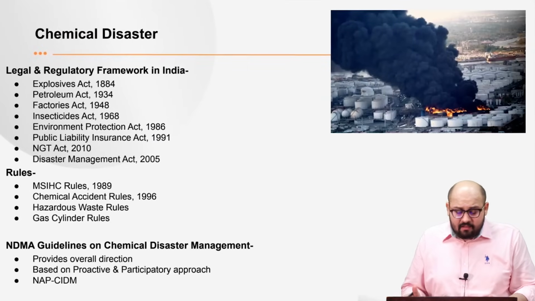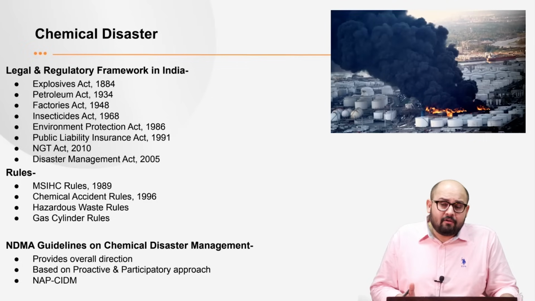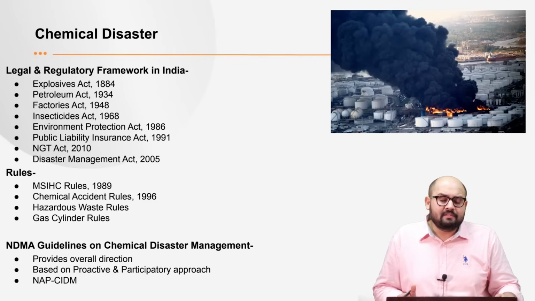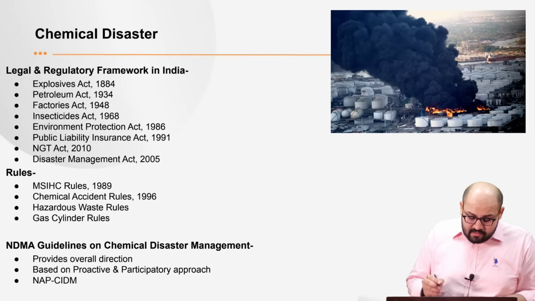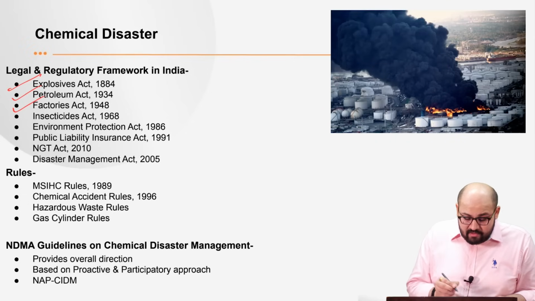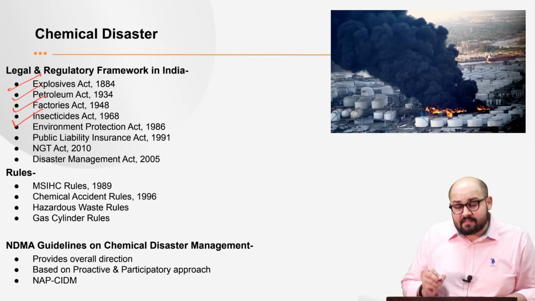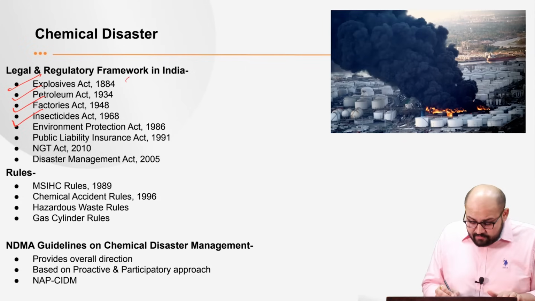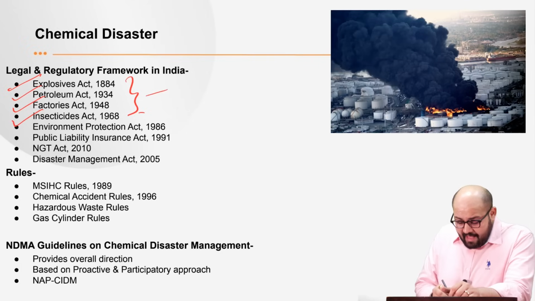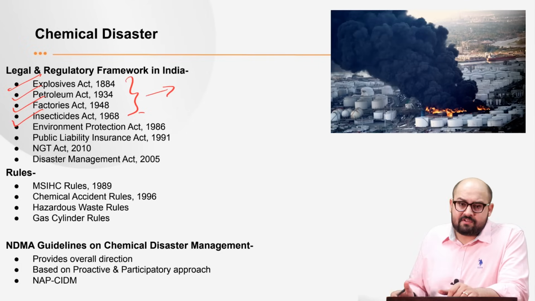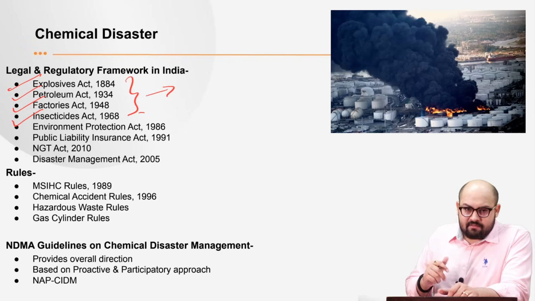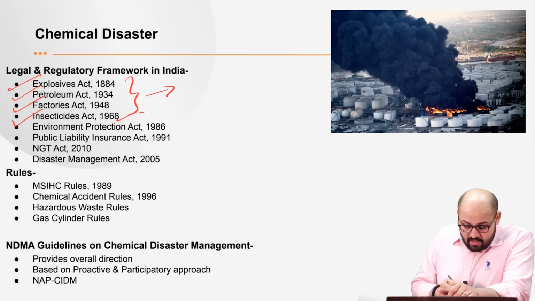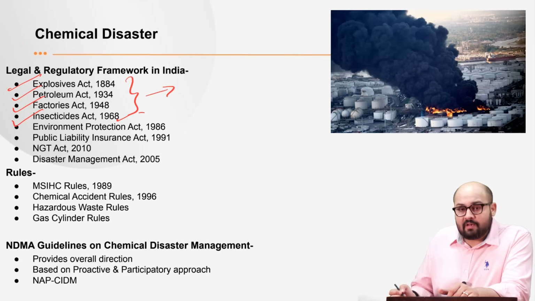So what we will see is the legal and regulatory mechanism when it comes to chemical disasters in India. The first is we have the Explosive Act, the Petroleum Act, the Factories Act, and the Insecticide Acts. Understand, all these four acts have general and specific provisions with respect to a particular industry. For example, the Insecticide Acts, or the Factories Act, or the Petroleum Act. Then you have the Environment Protection Act.